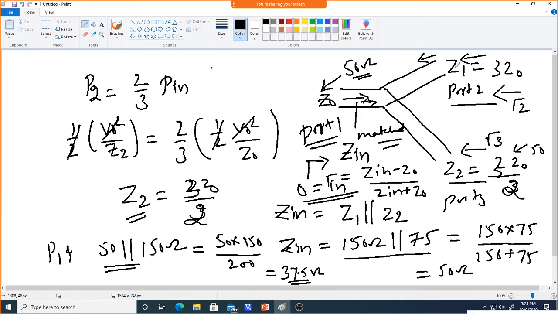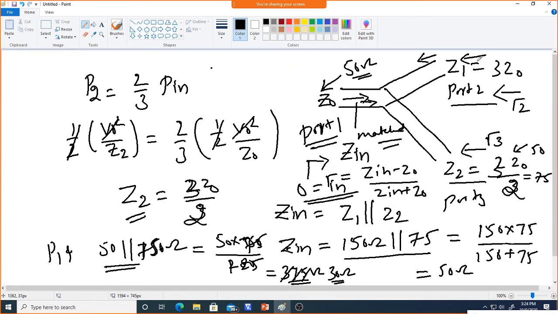Now this is the impedance acting as a load, and the input impedance Z1 is equal to 150. Sorry, this is 75 and this is 150, and here Z2 is 75. So in terms of 75, you take 75 into 50 by 75 plus 50, that is 125. So this will give around 30 ohm.